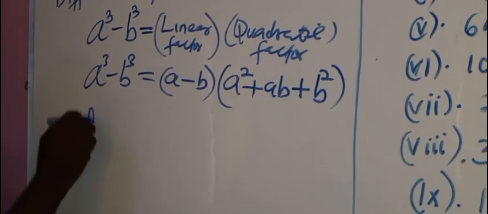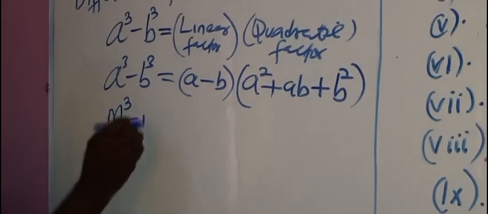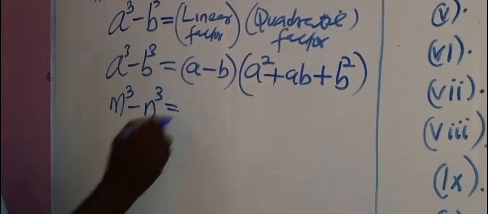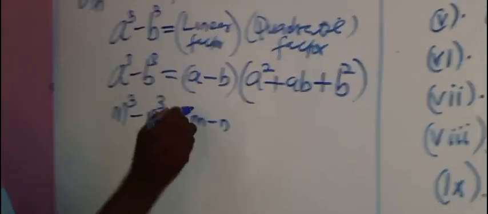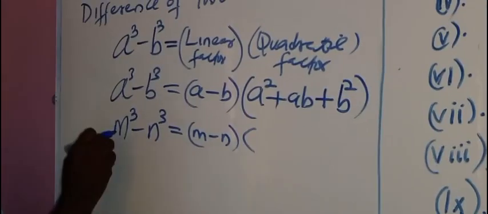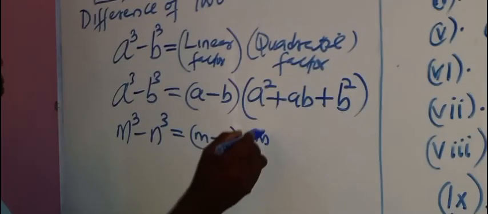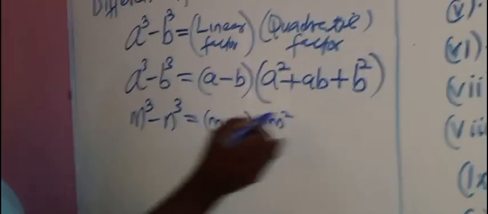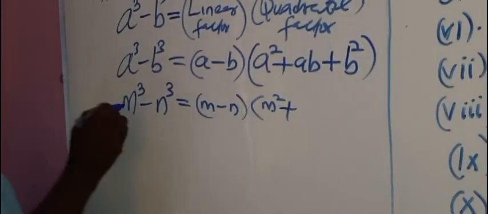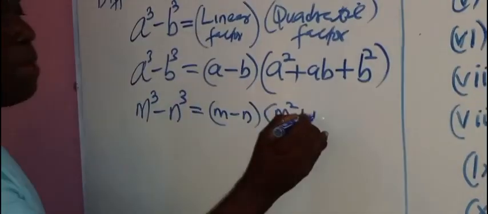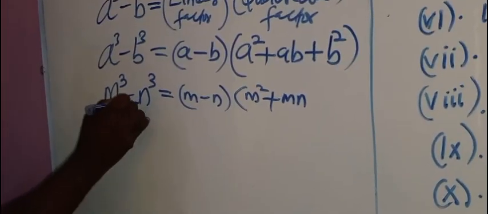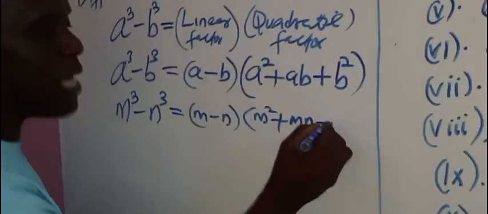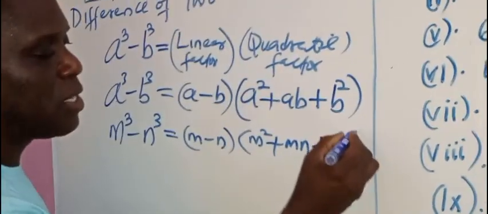Okay, let's look at this. What about M raised to the power 3 minus N raised to the power 3? Let's do it together. According to this, it will be M minus N. Do you agree with that? Pick one M and square it. Since this is minus, the next sign will be plus. Then pick M and N and multiply: M times N, MN. Then you pick this N and square it. It must always end with plus, then it will be this.